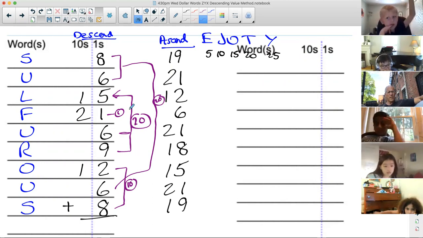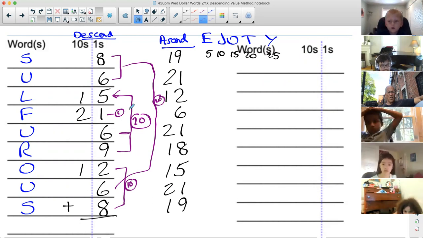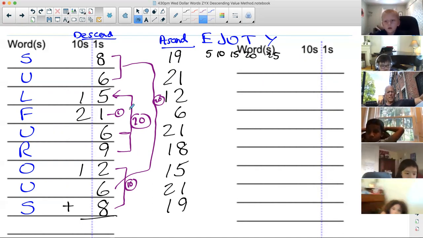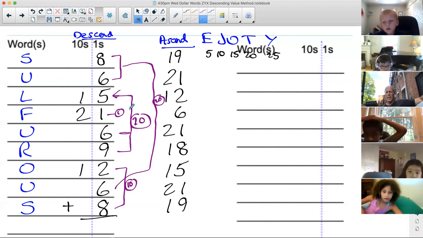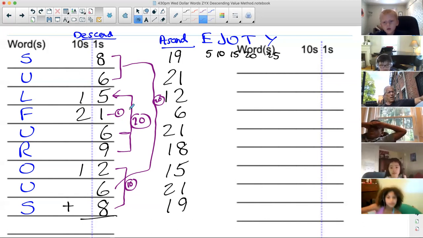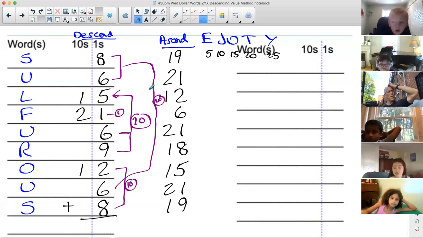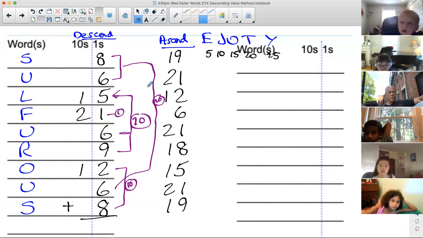Go ahead, Brennan. Even if it's 1 more over 100, it's not a dollar word. That's a very good point, it's only a dollar word if it's worth exactly 100. Where did we go wrong? Where did we go wrong? Because it's impossible for it to be 100 when there's a 1 and the 1, unless we made a mistake.